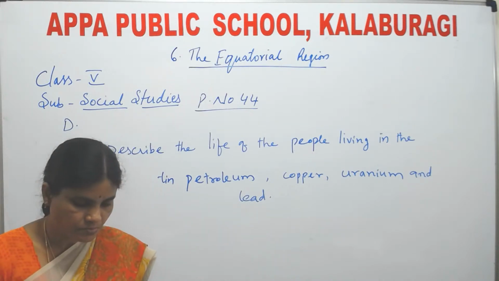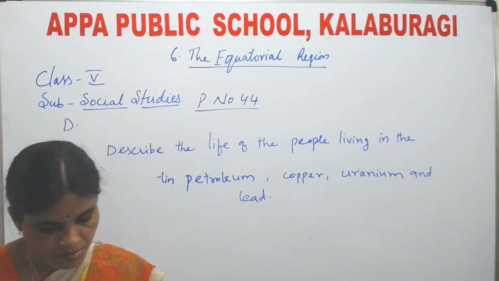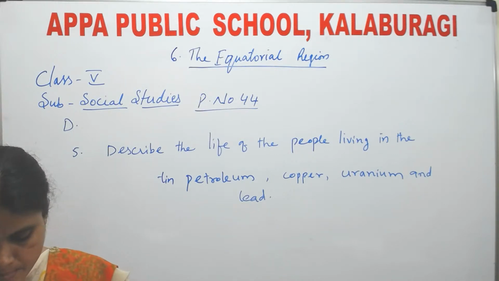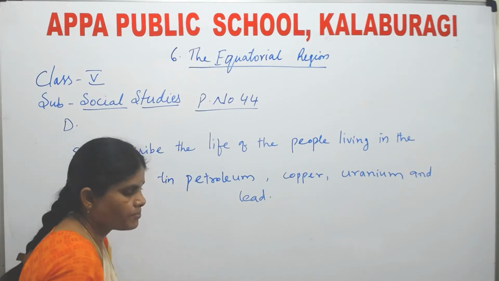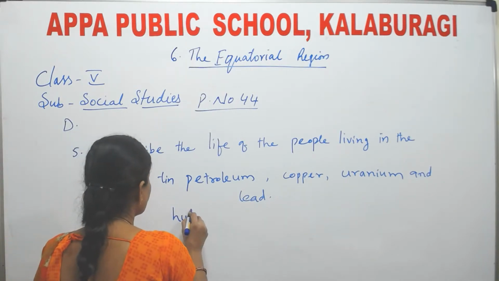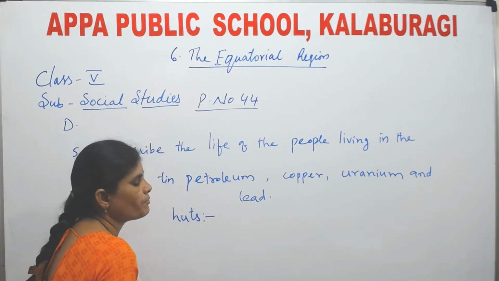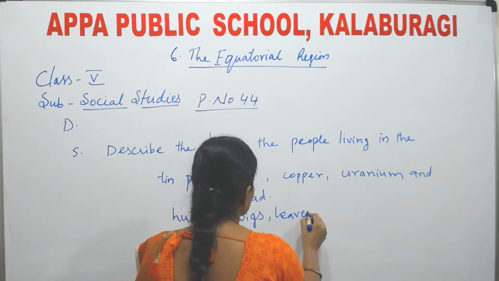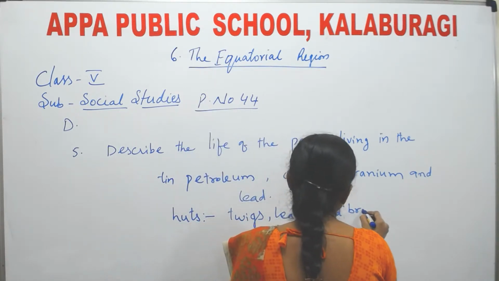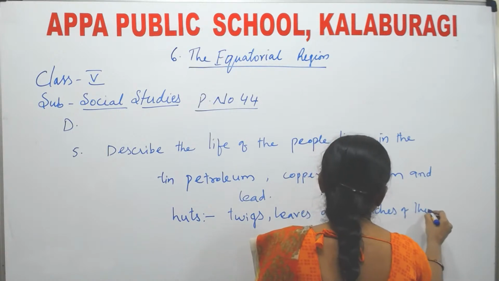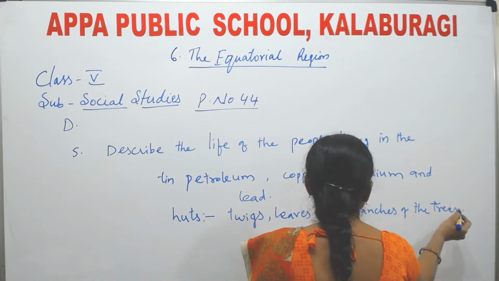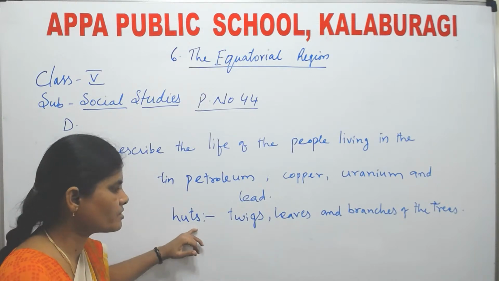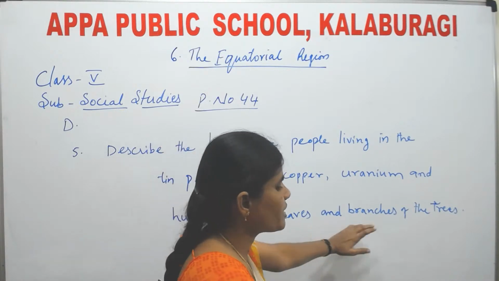Where do the people of this region live? They live in huts. They live in huts made of twigs, leaves, and branches of the trees. The people of this region live in huts made up of twigs, leaves, and branches of the trees.